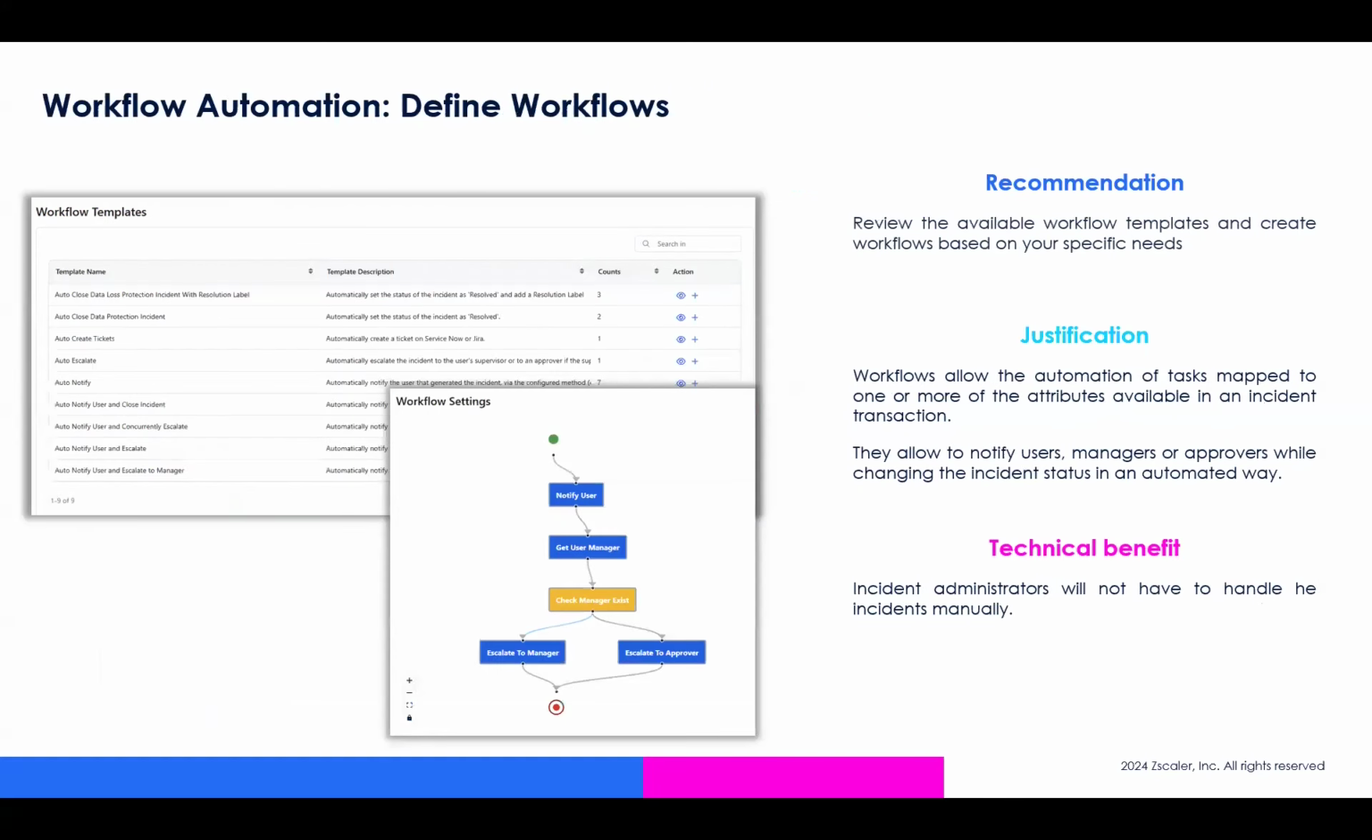The next step is to define workflows. Zscaler Workflow Automation comes with several predefined templates. It's suggested that you review the available workflow templates and create workflows based on your specific needs, either reusing these templates or creating them from scratch. Workflows will allow the automation of tasks mapped to one or more of the attributes available in an incident transaction. For example, they can allow you to notify users, managers, or approvers while changing the incident status in an automated way. This means that your auditors will no longer have to handle incidents manually.